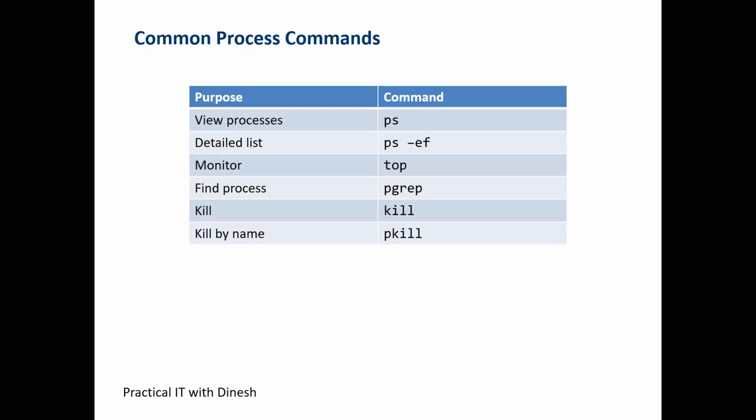Here is a quick reference of the commands we learned today. We can use ps to view current terminal processes. ps -ef displays all processes running on the system. ps -aux lists all processes with resource usage, for example, CPU and memory. The top command can be used for real-time monitoring. pgrep can be used to find a process by name. kill can be used to stop a process using its PID. pkill can be used to stop a process by its name. If you want to note these commands, please pause the video.